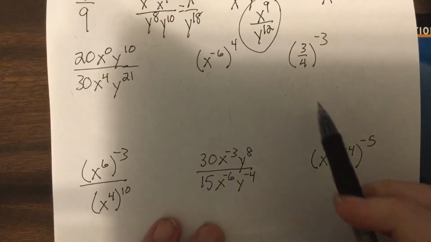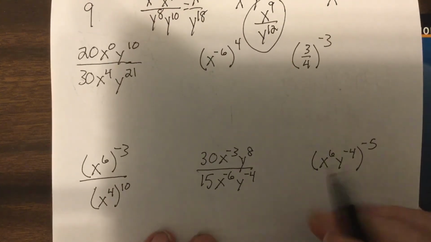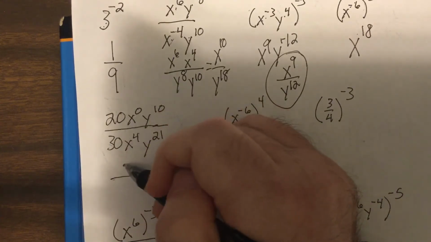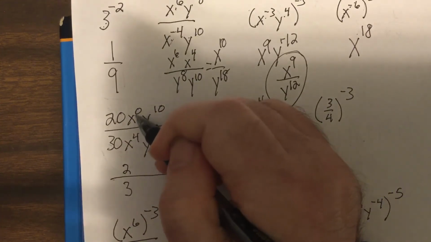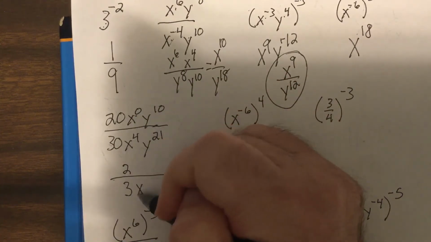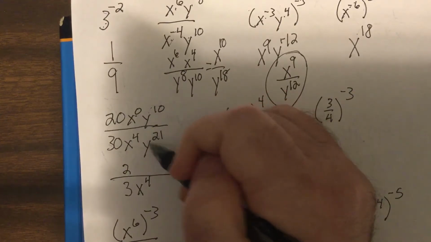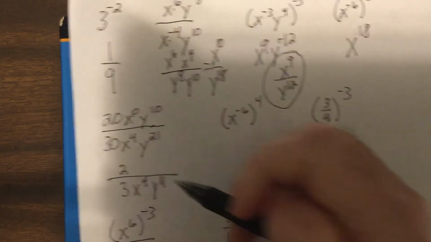Try these 6 for me, please, right now, and then turn me back on. Okay, so it's a fraction. Reduce it. It's 1, so it disappears. This is just x to the 4th on the bottom. And 10 y's cancel with 10 of these y's, so it'd be y to the 11th.